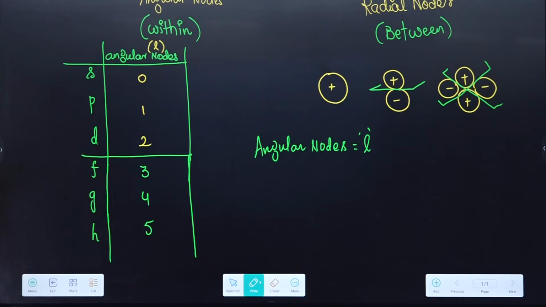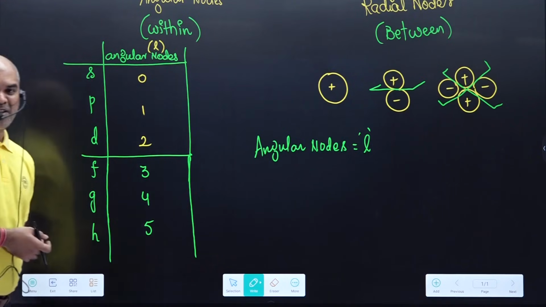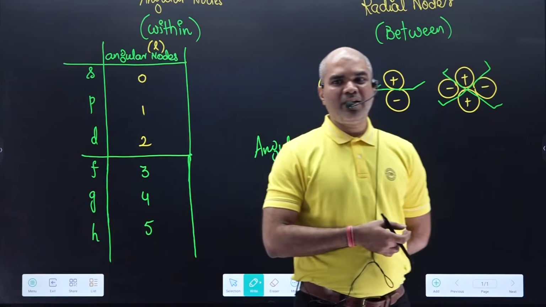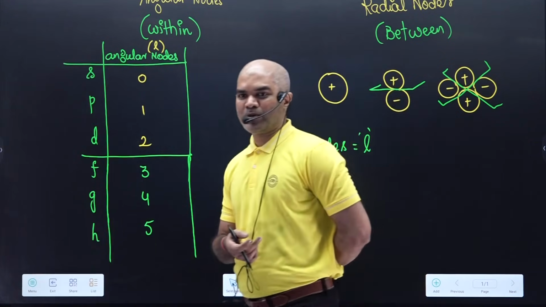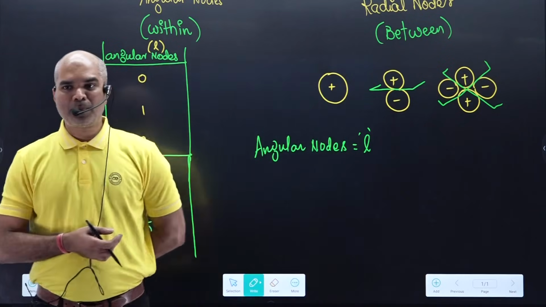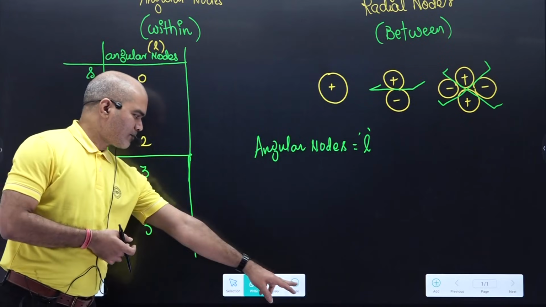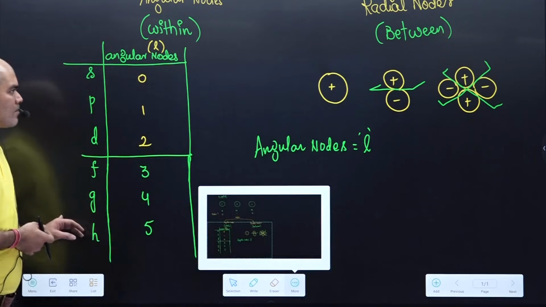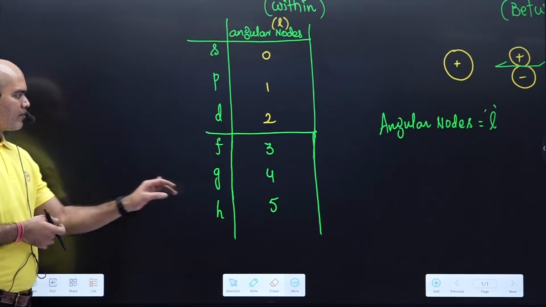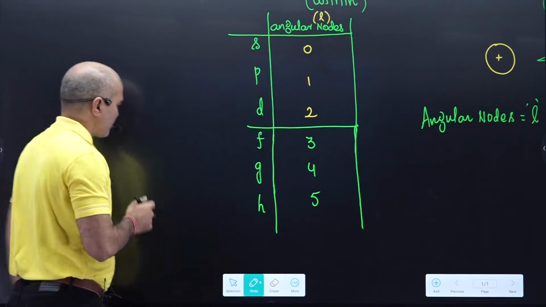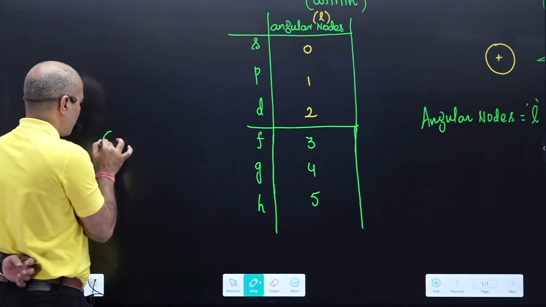Last class I asked a couple of questions. Did you get the answer? One question was why any orbital can accommodate only 2 electrons. Why not more than 2? Any answer?